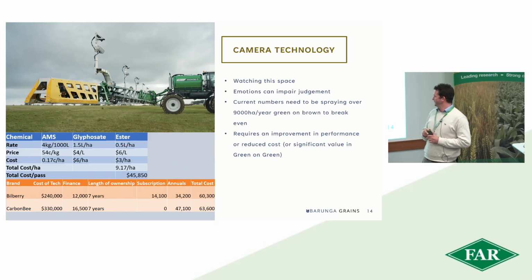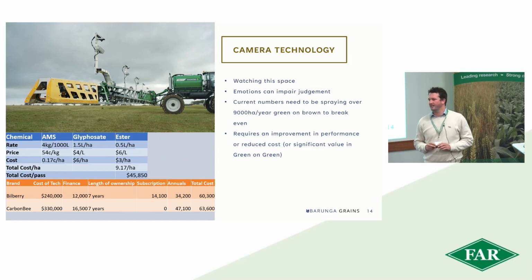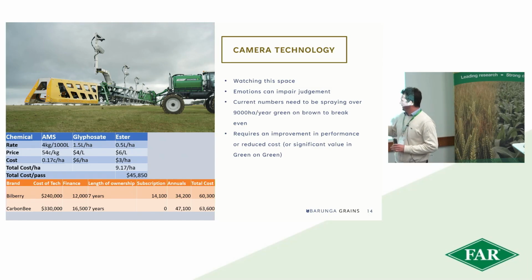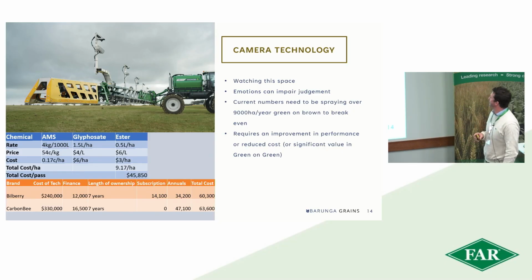And then the Carbon B, where you're not paying a subscription, and everyone thinks, oh, as farmers we all hate paying subscriptions, but yet if you're paying a subscription with a Bilberry compared to the bottom one, because it's cheaper, you're actually in front. So that was just a little interesting thing I learnt.